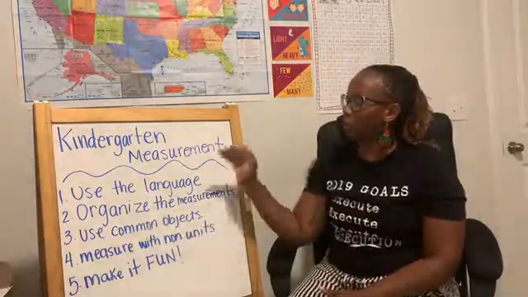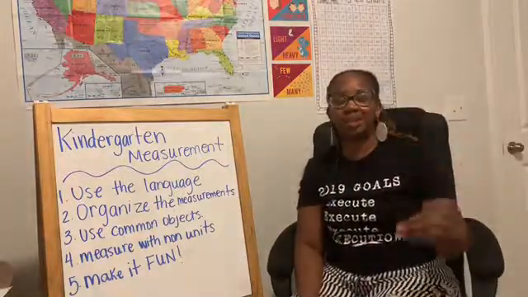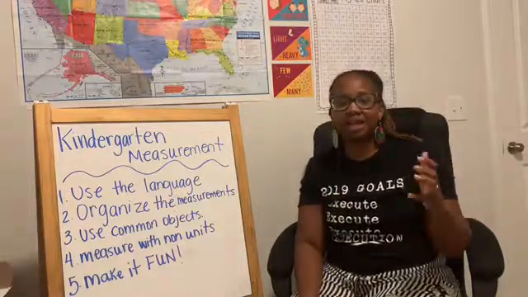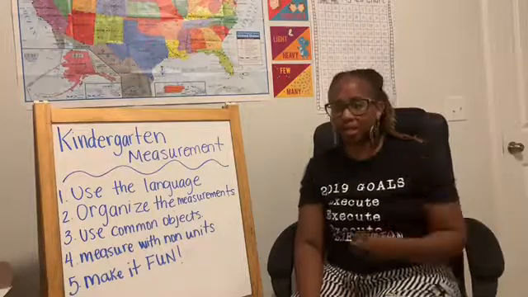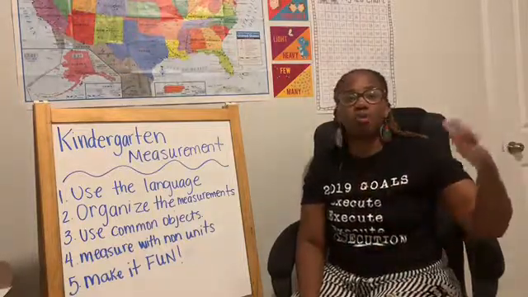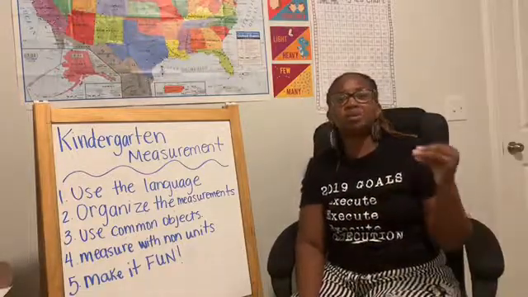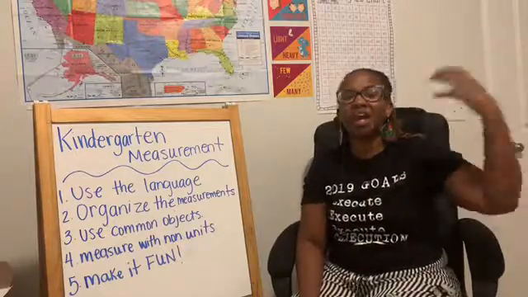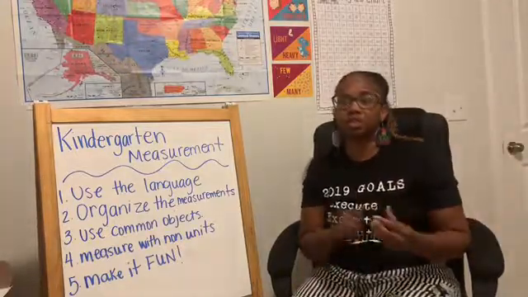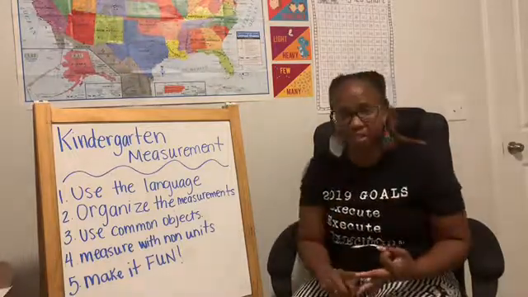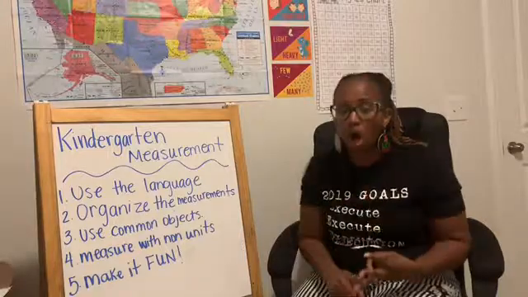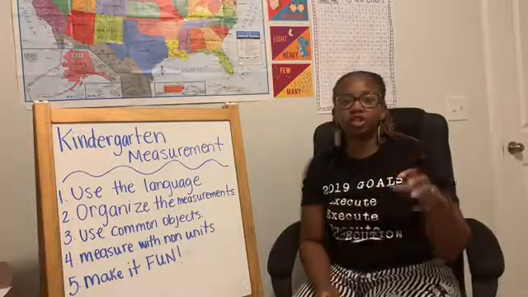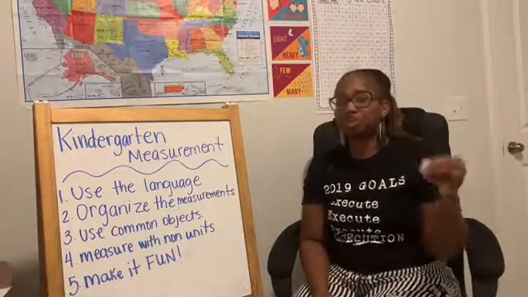All right, so tip number 1, make sure that you are using the language. Our students and our kids know when they get something and they have the shortest stick, or they know when a friend is taller than them, right? But we want to make sure that they're using that language and they're not saying bigger or smaller for everything, right? We want to make sure that they're using the language like short, shorter, shortest, or tall, taller, tallest, or long or longer, short or shorter, okay? Making sure that they are using that measurement language.